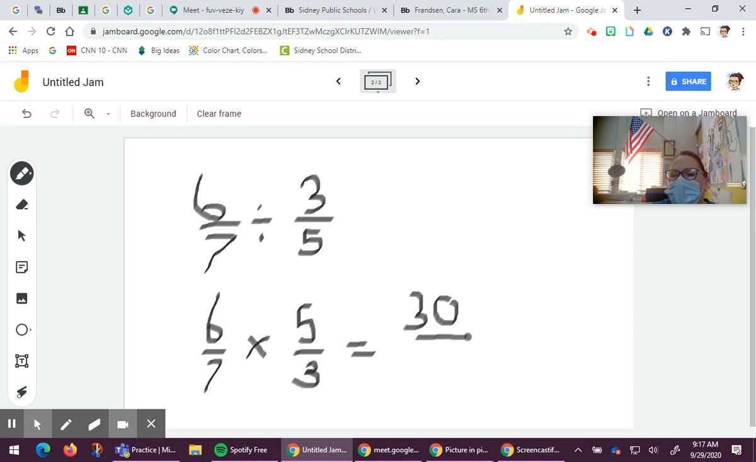6 times 5 is 30. What's 7 times 3? 21. Okay, boom. Am I done? No, I am not done because this 30 is an improper fraction, isn't it? So what do we do to improper fractions to simplify them?